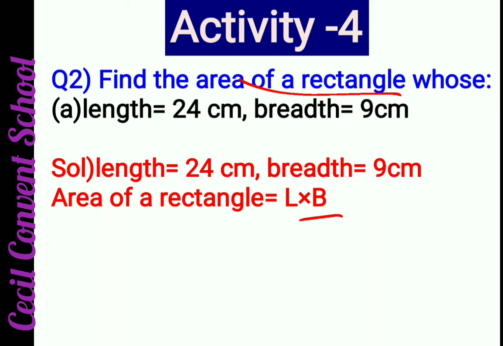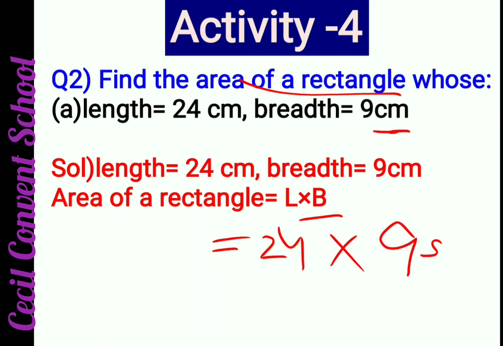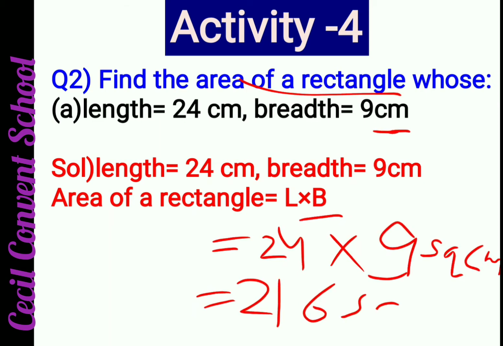So now see, what is L given? 24 centimeter into breadth. Breadth is given 9, and since the centimeter word is there, the unit of area will be square centimeter or centimeter square. It's the same thing. Now you multiply 24 by 9. When you multiply it, what answer will come? 9 times 4 is 36, so 3 will go there. 9 times 2 is 18, 18 plus 3, it will be 216 square centimeter. Clear? In this manner you have to write in your maths copy.